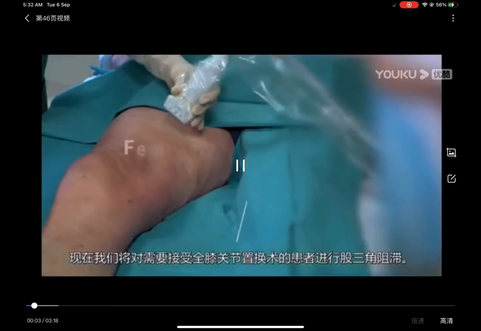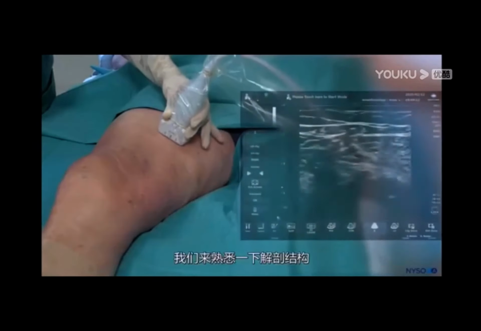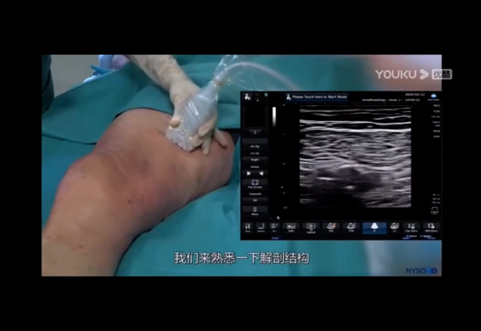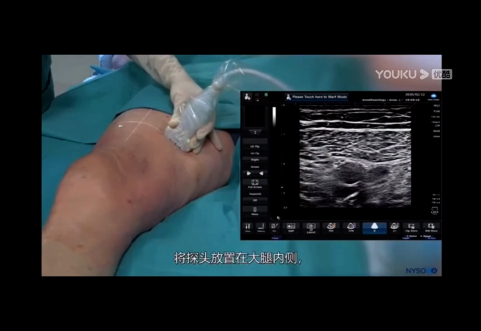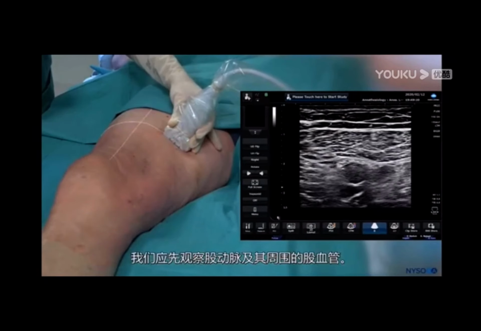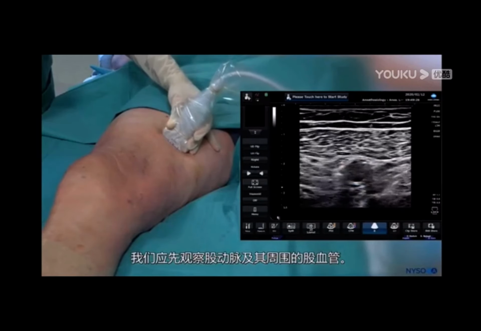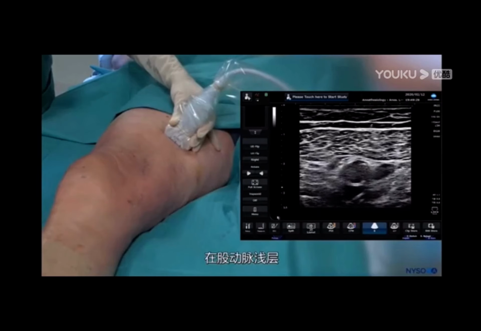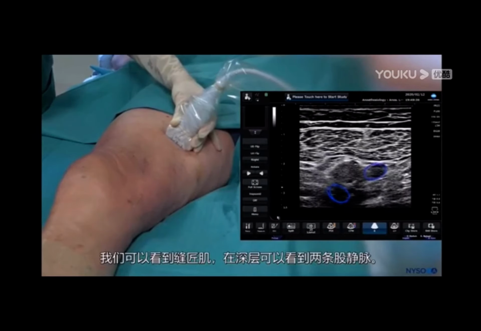We're going to do now a femoral triangle block in a patient who is having total knee replacement surgery. So let's examine the anatomy. The transducer is placed on the medial aspect of the leg, and our initial goal is to visualize the femoral artery and the femoral vessels that surround it. On top of the femoral artery, what we see is sartorius muscle, and underneath we see two femoral veins.